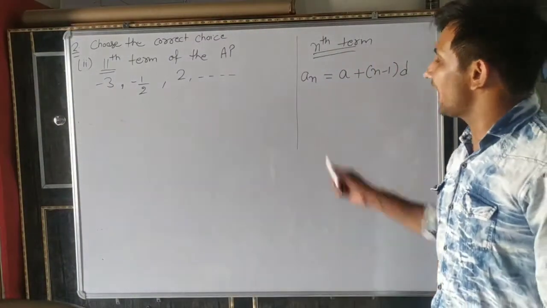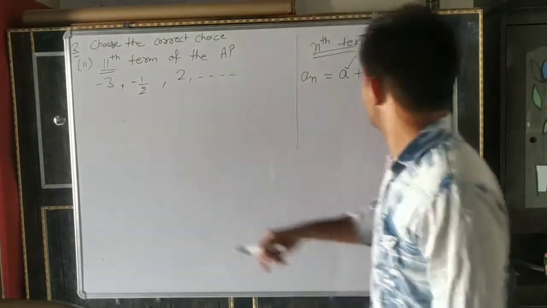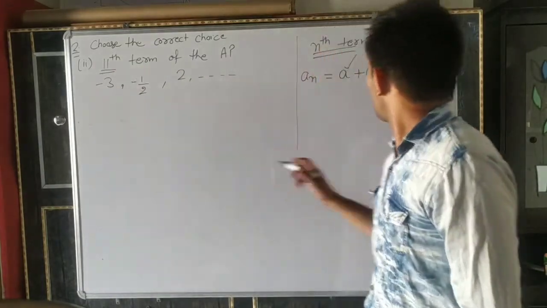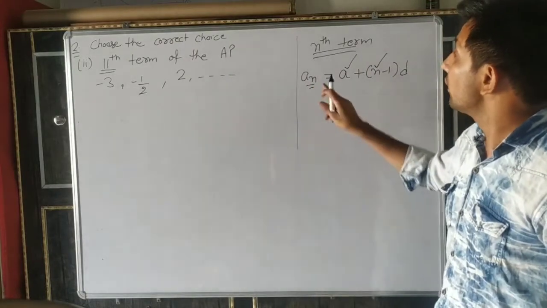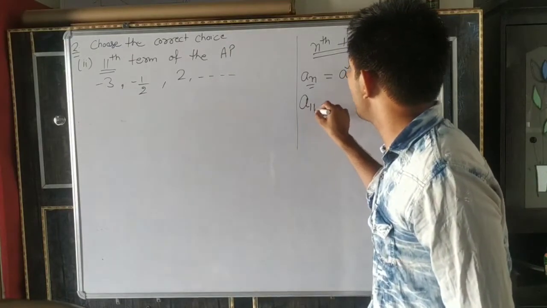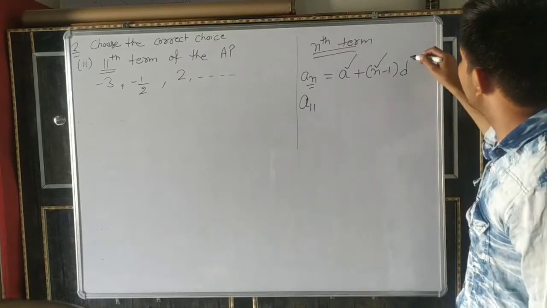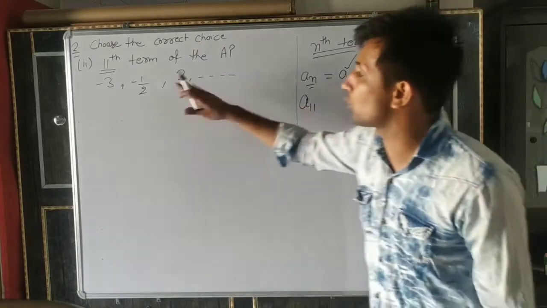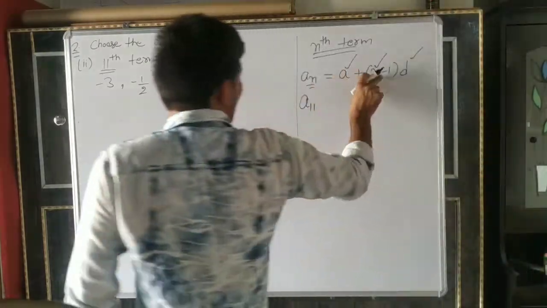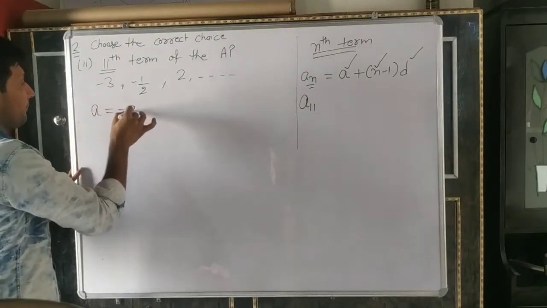If you want to find any term, what do we need? We need the first term. The first term is given, minus 3. Next is n. N is how much? 11. We want to find the 11th term, so we want to find the value of a11. One more thing we need is d, the common difference, but it is not given. So first we will find all the values a, n and d. We will write a equal to minus 3.